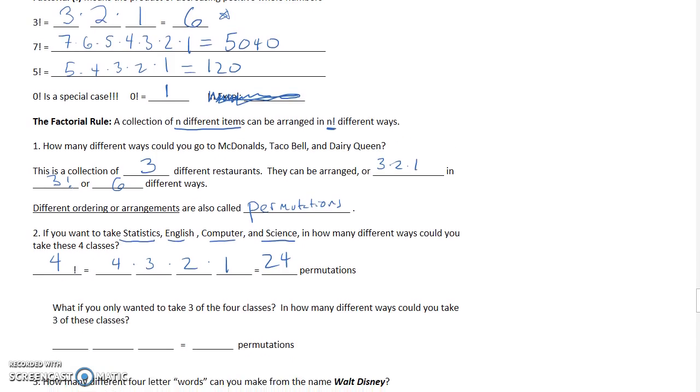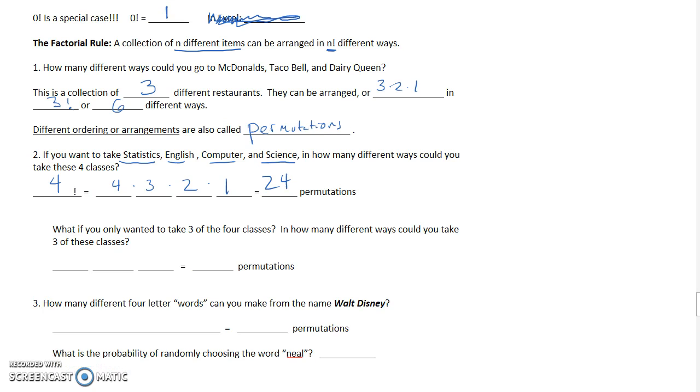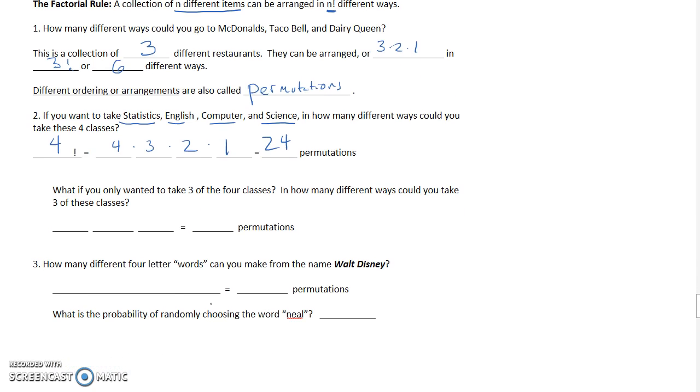All right. So now, what happens if you only wanted to take 3 of the 4 classes? How many different ways can you take 3 of these classes? What we're going to do here is, if you only have 3, you're going to do 4 times 3 times 2, which is the same thing. It's still going to give you 24 permutations. But I don't want to worry about this. When you have a collection of things, so we have 4 things, and we are putting them in permutations of 3, we're going to use a special operation in the calculator for that, and it's going to be called 4p3.